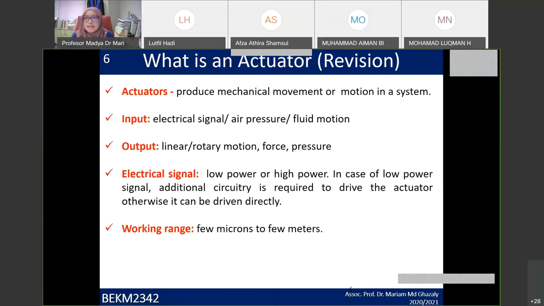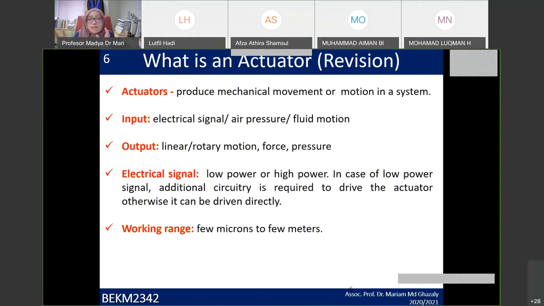Let me give you an example. In the first chapter, the introduction to mechatronics, I shared with you about semiconductor processes. In the front of line, you have the die attach processes, the wafer soldering, and the wire bonding processes. Those processes normally require very small displacement, in micrometers, sometimes even nanometers. This is where you need the working range in a few microns.